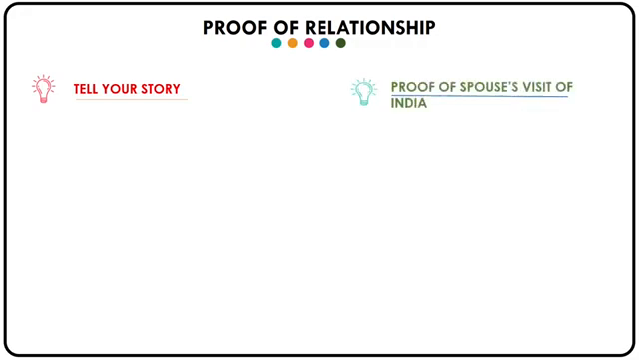Second is to provide proof of your spouse's visit to India. Share dates and locations, and if you have any flight tickets, hotel bookings, or other proof of these visits, be sure to include them. Next is the marriage certificate. Provide your marriage certificate. Make sure it is correct and there is no mistake at all.